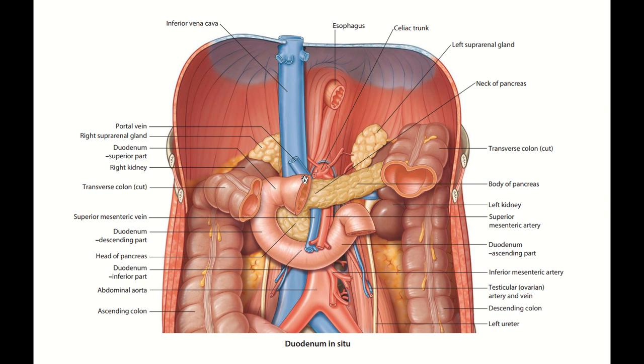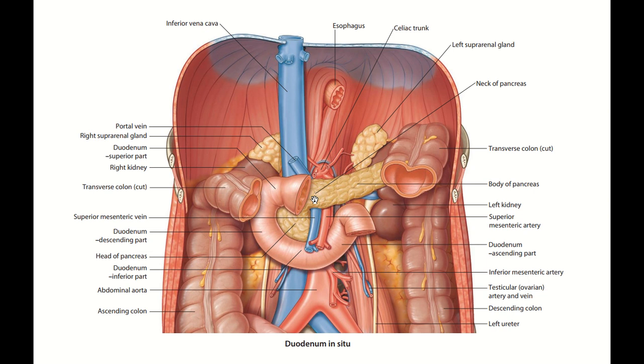Superiorly, the first part is going to be attached to the lesser omentum via the hepatoduodenal ligament. Remember, that will be having your portal triad: your portal vein, your hepatic artery, and the bile duct. And then the inferior part is going to be attached to your greater omentum.